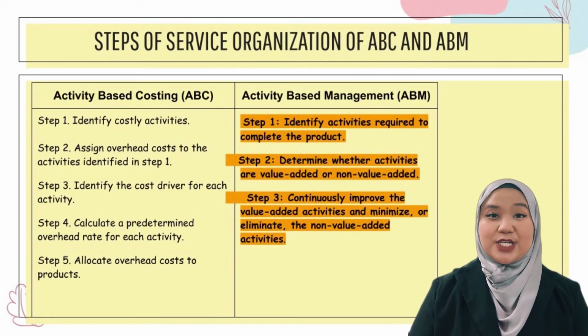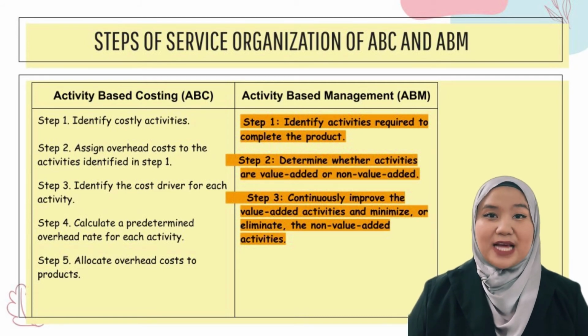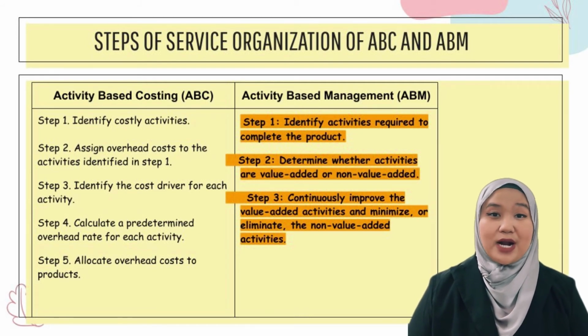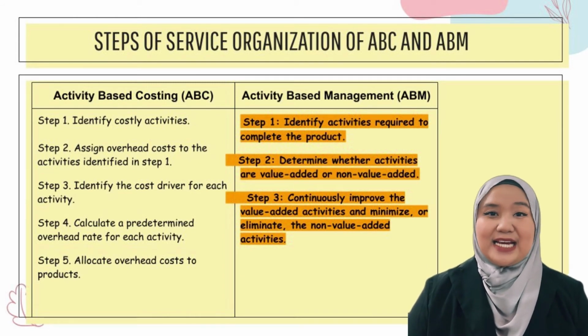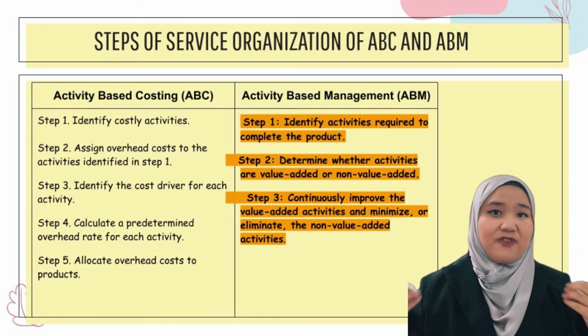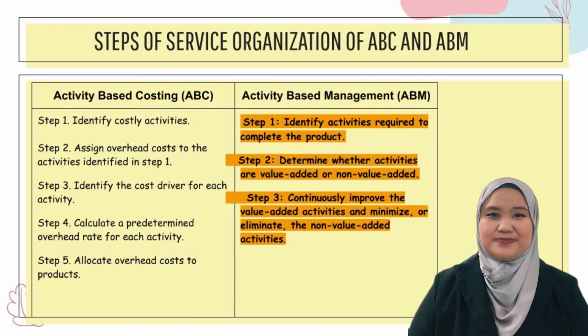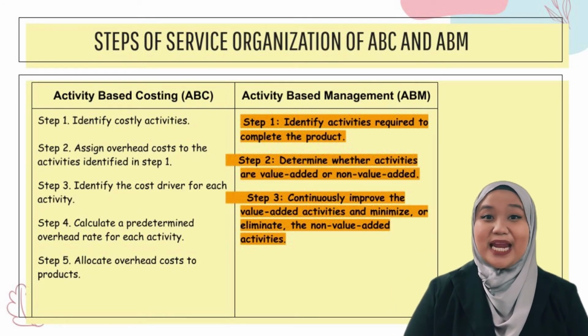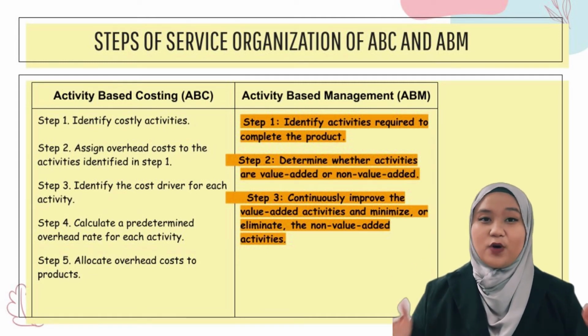Next, service organization example of ABM. The question: managers at 5-Star Bank are not only interested in product cost information, they would also like to scrutinize the activities involved in processing loans and make the process more efficient. How can the management of 5-Star Bank use activity-based management to become more efficient? The answer is that managers and accountants can apply the 3 steps of activity-based management to 5-Star Bank as follows.